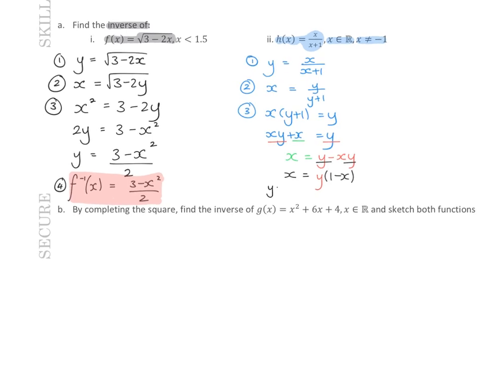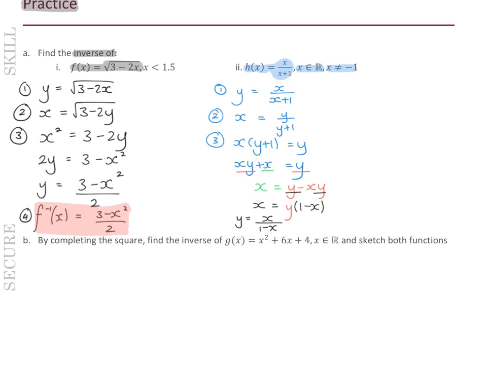So y equals, and then very finally we're going to do stage 4, except in this case it's h to the minus 1 of x, because we have an h function. So that is my answer.